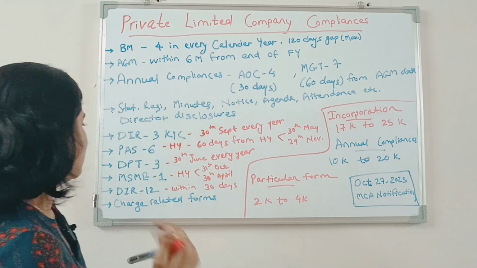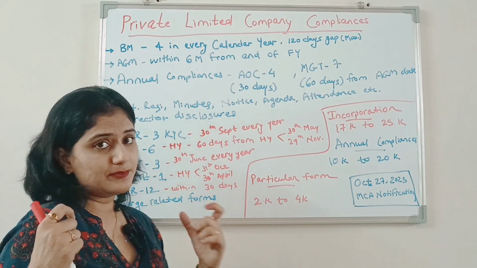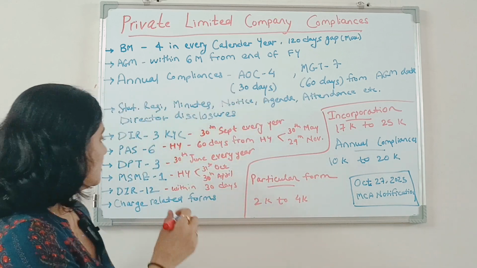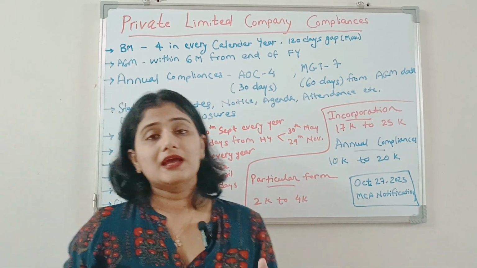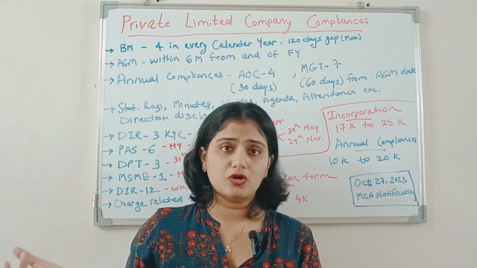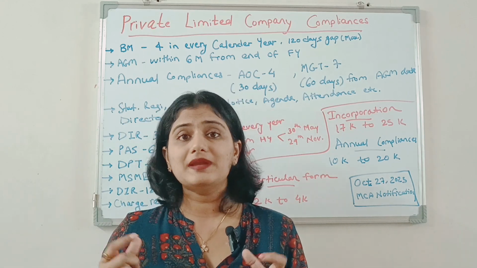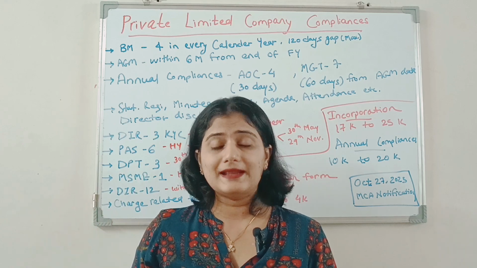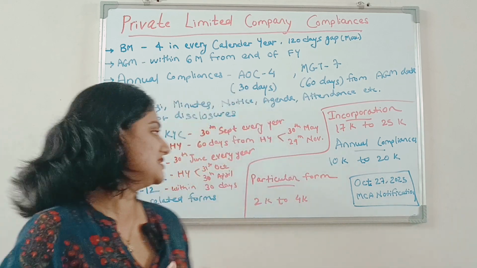Next, Form DPT-3. This is the form for the deposits of the company, particulars of the deposits. The filing is annual and the due date is 30th June every year. Even if the company has not taken any deposit from any person, but has borrowed money from banks, financial institutions, or from the directors, in such cases also DPT-3 is mandatory to be filed on an annual basis.